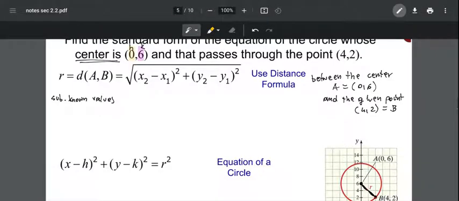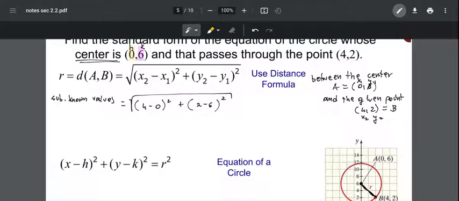Okay, so coordinates of the center, I'm going to label as x1, y1, and coordinates of point B, I'm going to label as x2, y2. So that radius will be equal to the square root of (x2 minus x1) to a second power, which is 4 minus 0 to a second power, plus (y2 minus y1), which is 2 minus 6 to a second power. So we substitute known values.